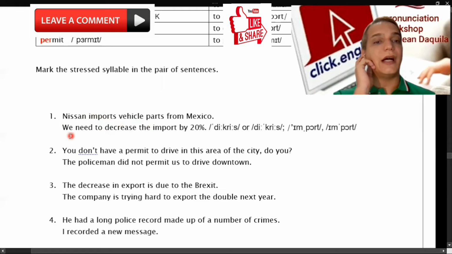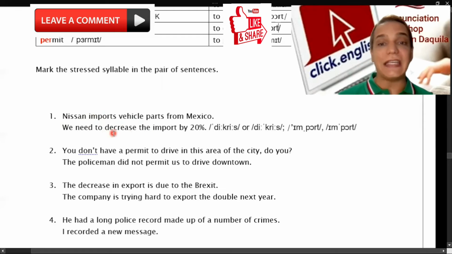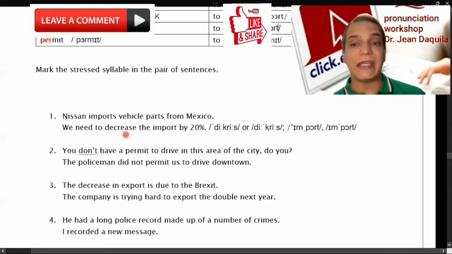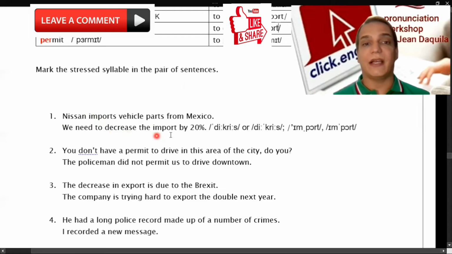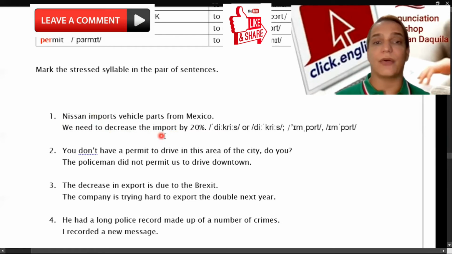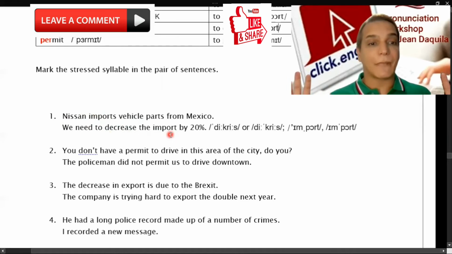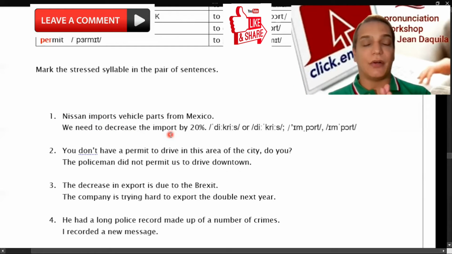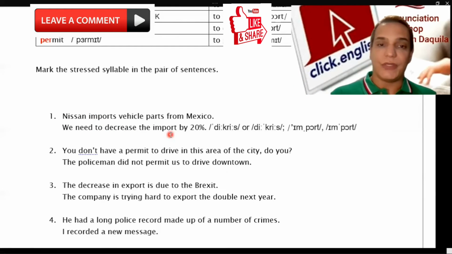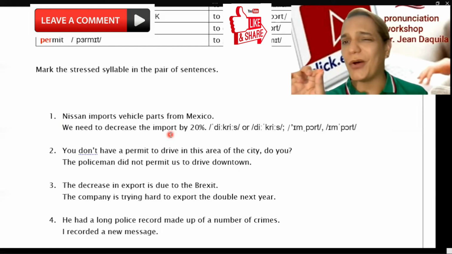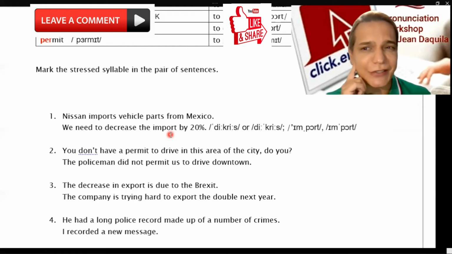This is easy because it can only be a verb. Is it decrease or decrease? Okay, again, here is the import or import. You read it, and you can do research. You can write it on Google Translator so you can listen to the pronunciation.